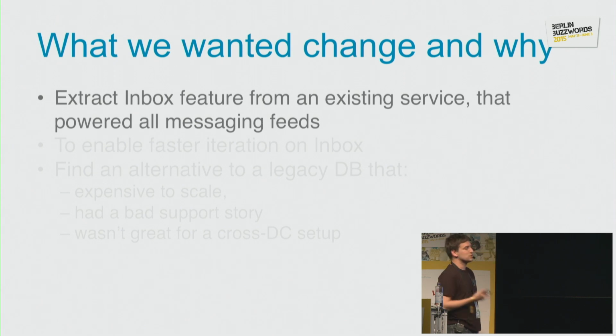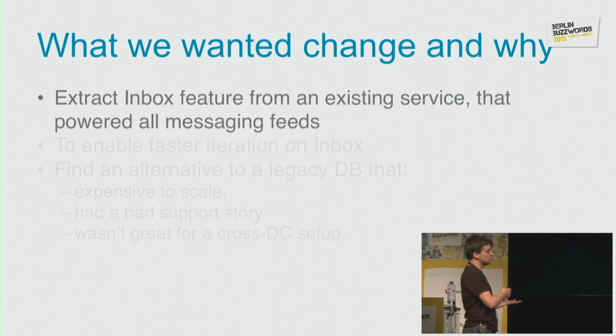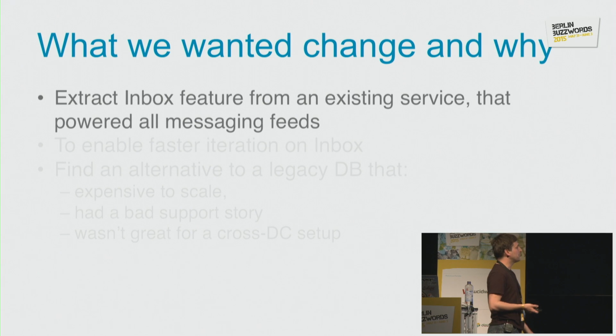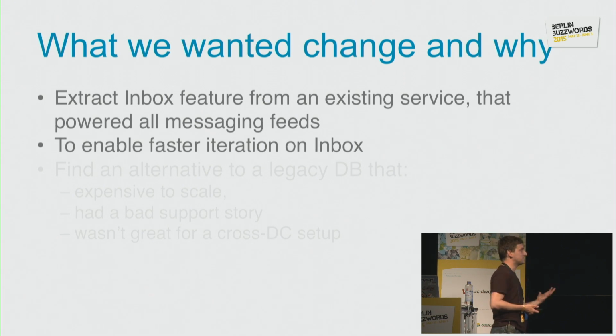So, what did we want to change and why in this project? We wanted to extract the inbox feature from an existing service. It was already extracted out of the Mono app because it powered all the messaging feeds. And we wanted to be able to iterate faster on the inbox itself. We didn't want to be constrained by the common denominator of feeds.